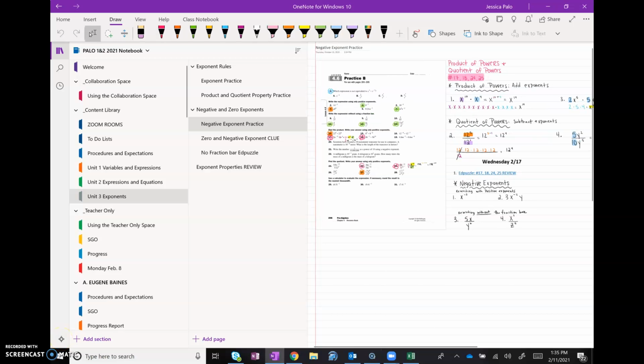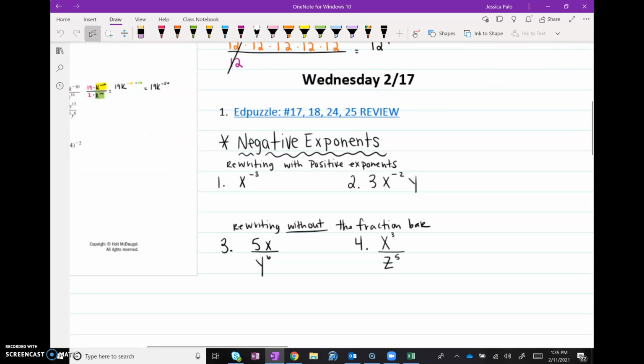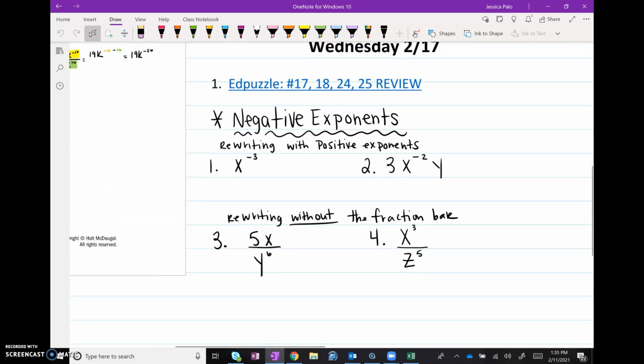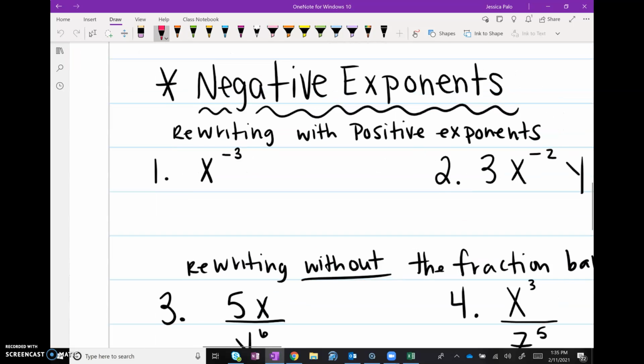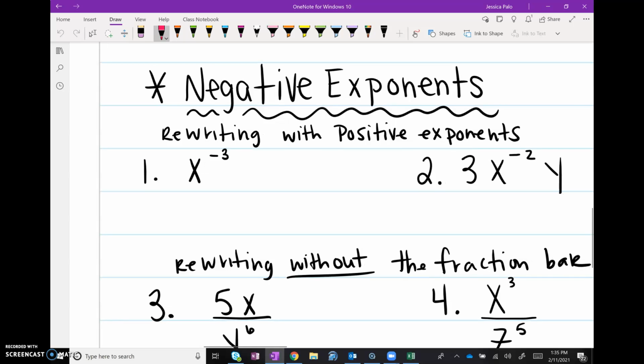Okay, we are still on this practice page, but now we're going to talk about our negative exponents. This is just a brief review of our negative exponents. Our first example is x to the negative third power, and we are going to be rewriting with positive exponents only.